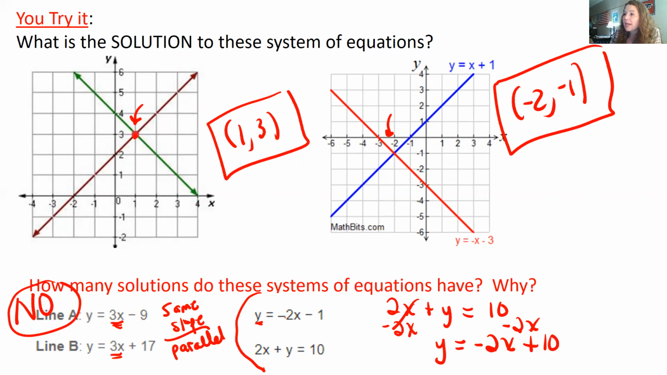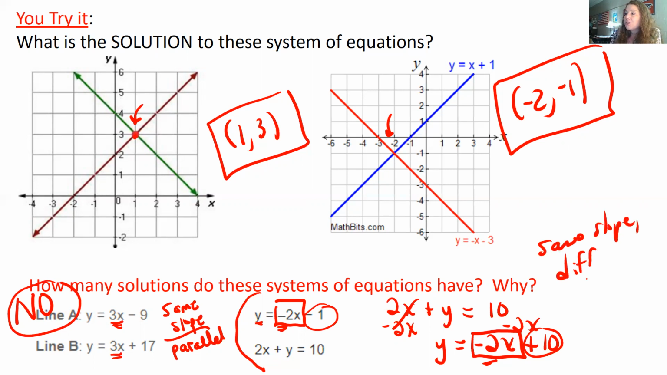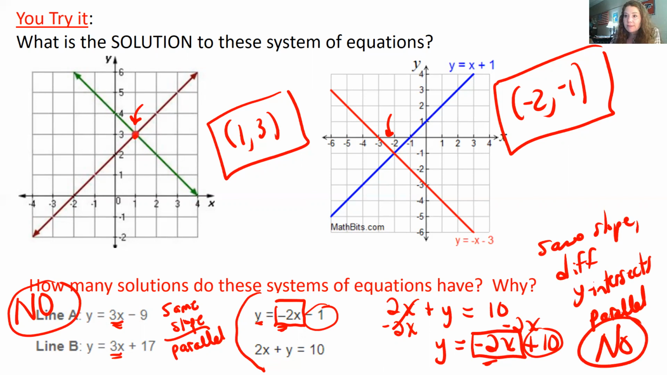So now I'm going to compare my y-intercepts and my slopes. So what do I notice about the slopes? They're the same. And what's true about the y-intercepts? They're different. So if you have same slope, different y-intercepts, that means they are parallel. And that means there are no solutions. They'll never intersect.